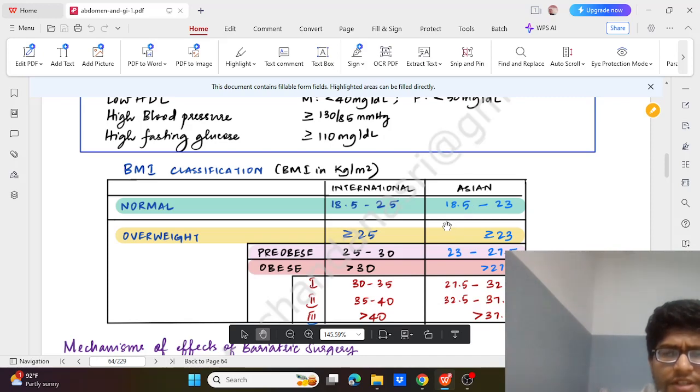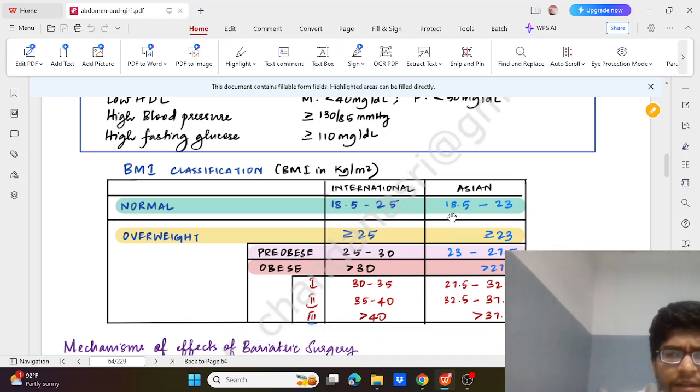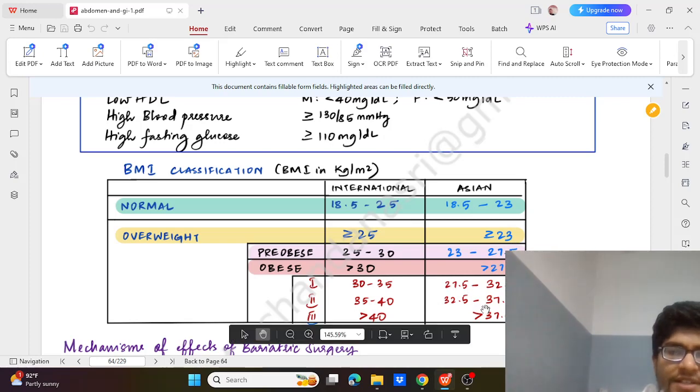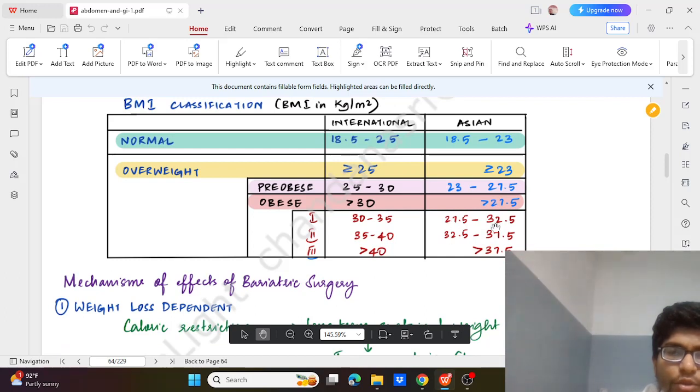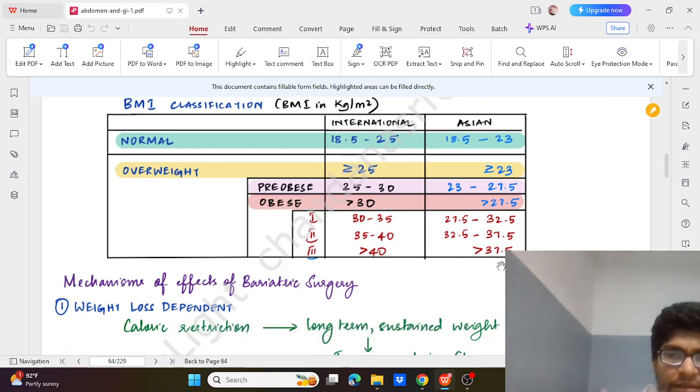In Asian population, 18.5 to 23 is normal, more than 23 is overweight, 23 to 27.5 is pre-obese, 27.5 to 32.5 is class 1 obese, 32.5 to 37.5 is class 2 obese, and more than 37.5 is class 3 obese.